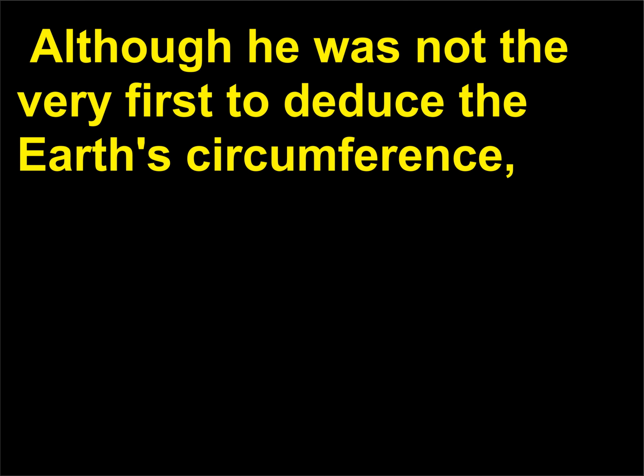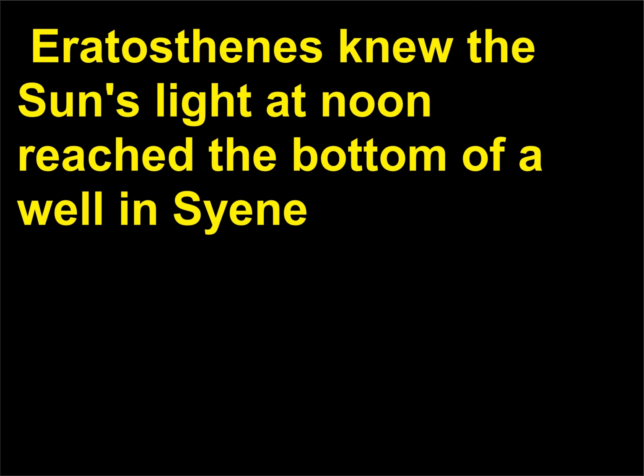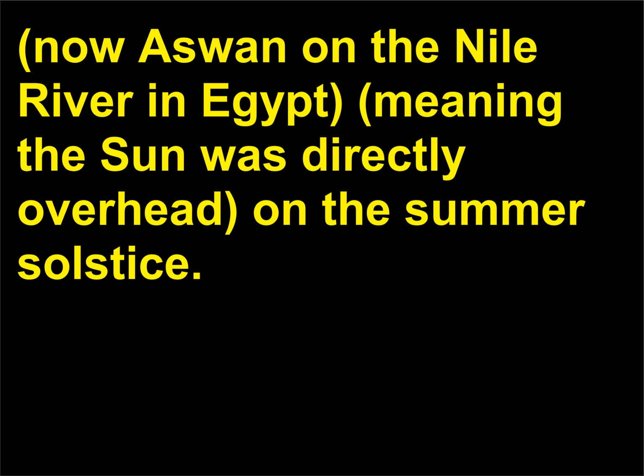Although he was not the very first to deduce the Earth's circumference, Eratosthenes is thought by most historians to be the first to accurately measure it. Eratosthenes knew the sun's light at noon reached the bottom of a well in Cyene, now Aswan on the Nile River in Egypt, meaning the sun was directly overhead, on the summer solstice.